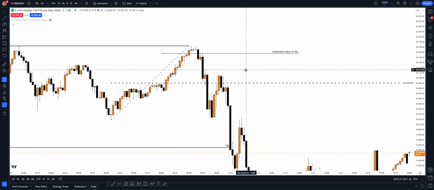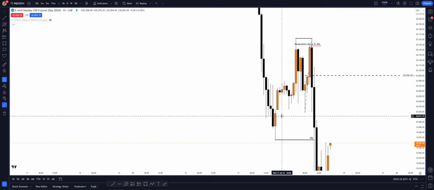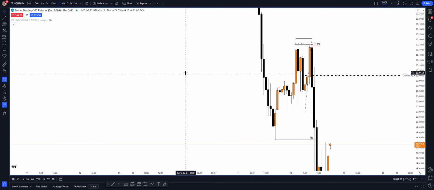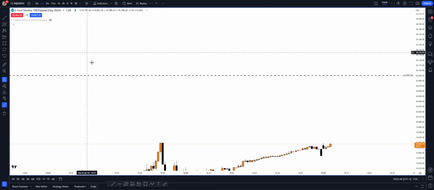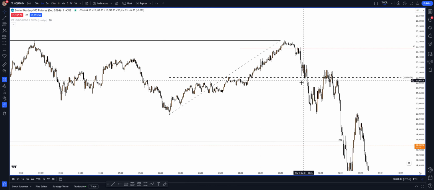Okay, guys. Here on the 5 minute, same deal. There's no manipulation above an up close candle. That's why I was not using that, because it happened on the hourly. Let me put it this way. It happened on the hourly. Now let's go down to the 1 minute. This is the easiest way to get the dealing range.